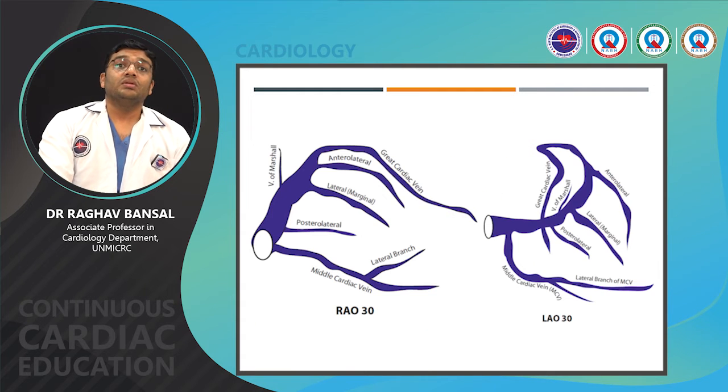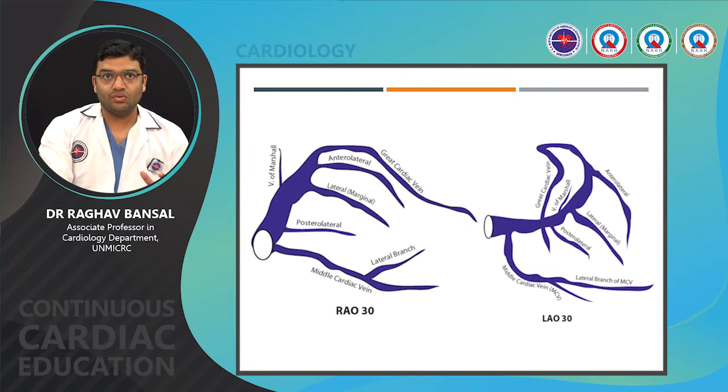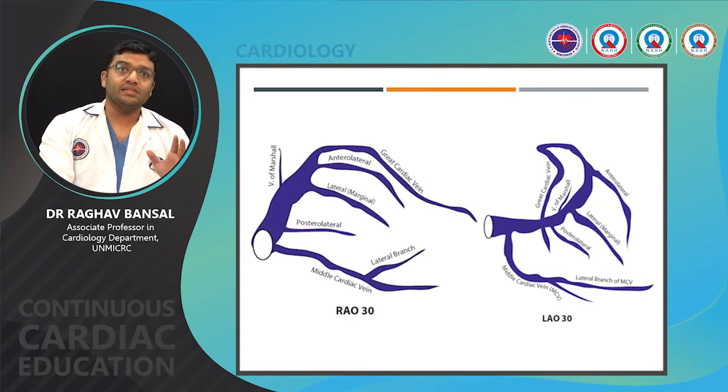So this is another diagram. We always see the coronary venous anatomy in two views, the RAO30 and the LAO30, and we'll try to highlight the importance of these views. The basic thing is that whenever we see these views, we should know that we have to go into the lateral vein branches in the LAO view, and in the RAO we should try to remain basal.